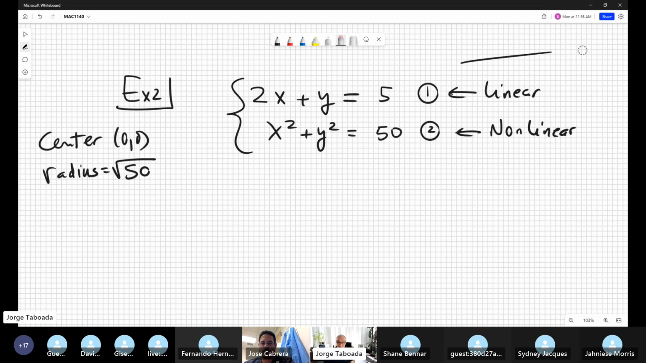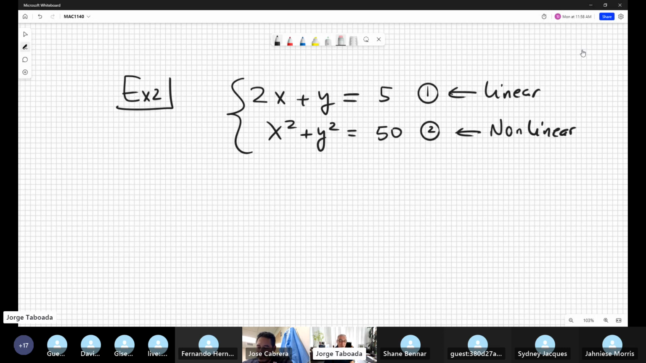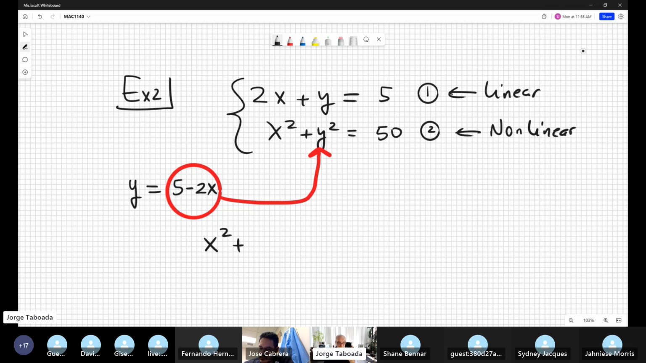Okay, so now we apply the same idea. You take advantage of the linear equation, and you isolate the variable that contains coefficients 1 or negative 1. So you take y equal 5 minus 2x, and this expression you substitute in the y place in the other equation. And so it's x squared plus parenthesis, because you put inside binomial, 5 minus 2x squared equal 50. Everyone follow me?